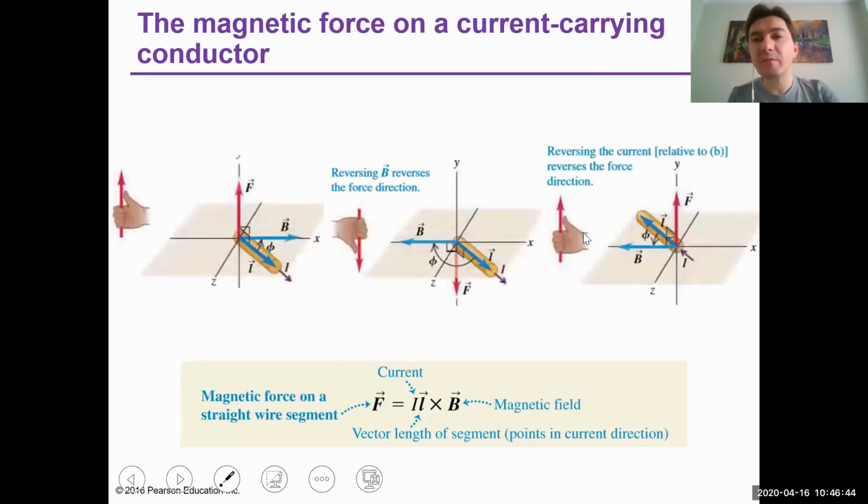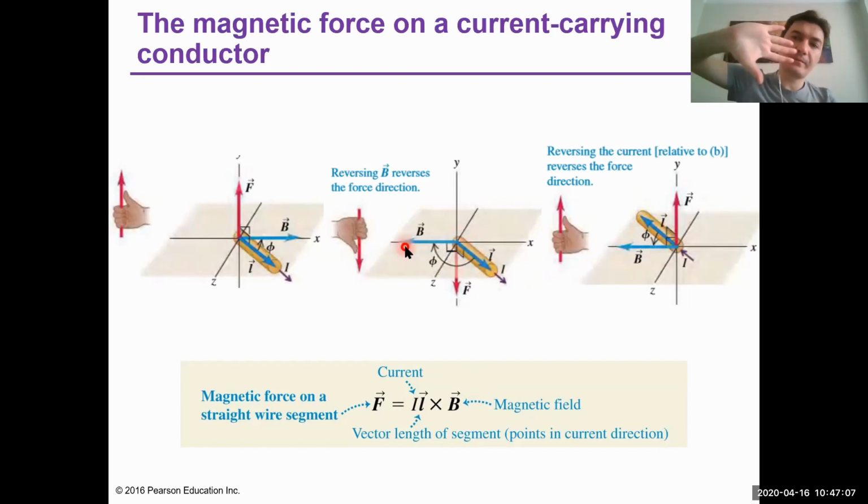But here we have a different situation. What happens if we reverse the B? Here, the B is along the X direction, and now I'm changing the direction of the B to the negative X. If you apply the right-hand rule from L to B, like this, then the thumb will show the magnetic force direction like this.